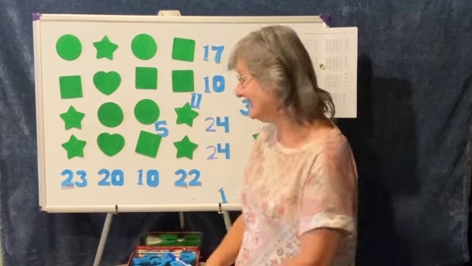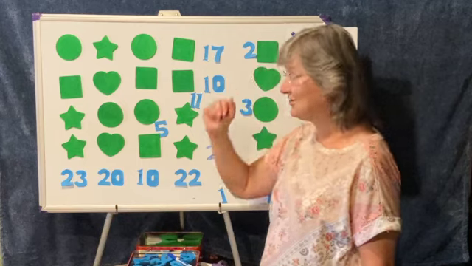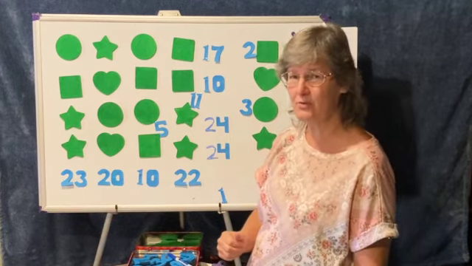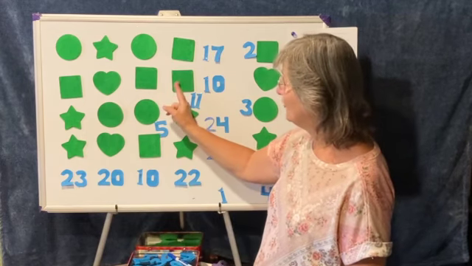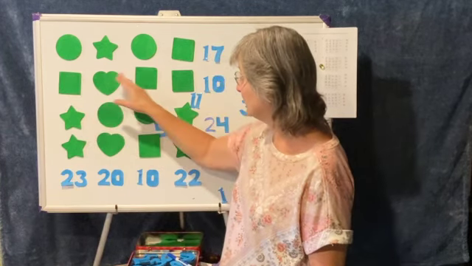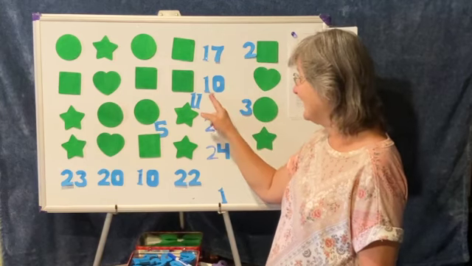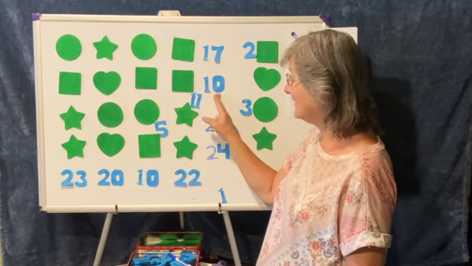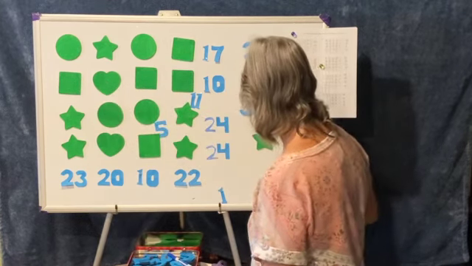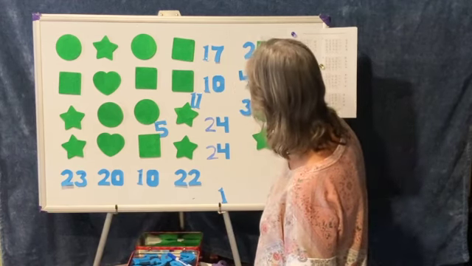So let's put the 2 up by the square. Do you see what's easy to get now? Now that we know squares are 2, what are we going to look for? Let's look for a row with lots of squares. Look at this row right here. We have 1, 2, 3 squares. 3 times 2 is 6. And 10 take away 6 is 4. That means that heart is 4. So we will put the 4 up by the heart.